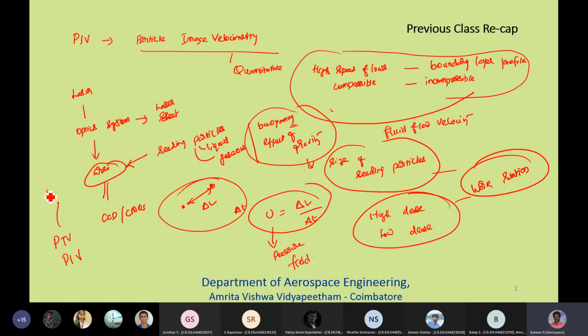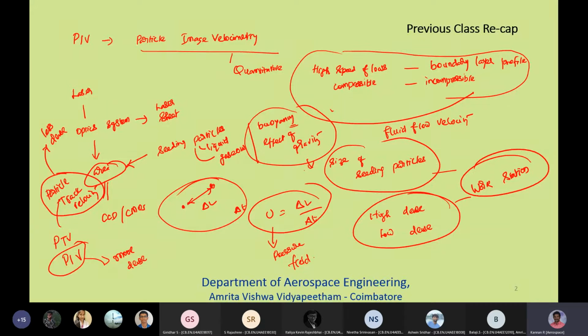I already mentioned PTV and PIV. PTV is particle tracking velocimetry. Here the seeding particle density is going to be low. In the case of PIV, which is particle image velocimetry, the seeding particle density is higher. Using the image correlation technique, we capture the displacement.